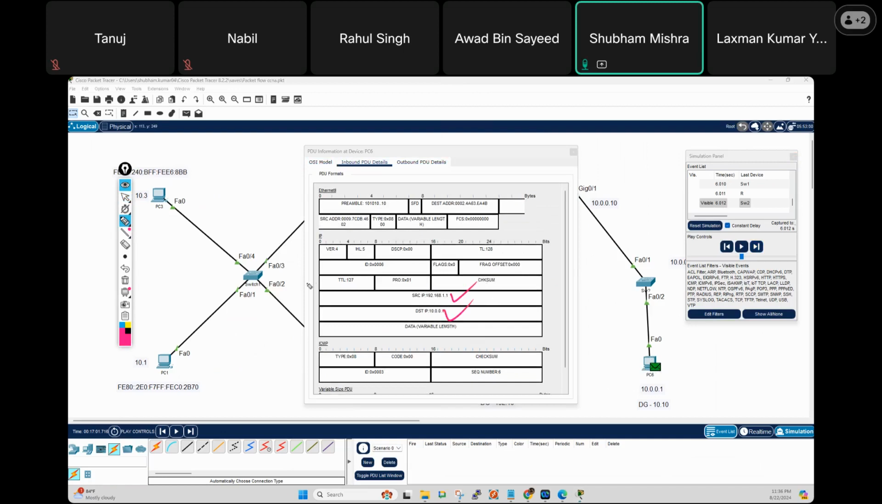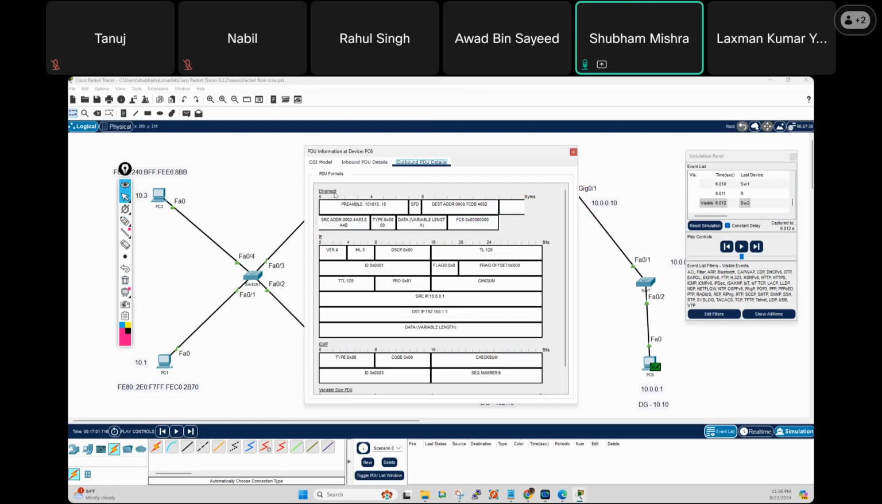Source MAC is this one. It means this is the Gig 0/1 MAC address. This one's MAC address, and destination MAC address is the 10.1 MAC address. Yes or no? And is this called an ICMP request or reply? Request. Now, PC number 6 will generate the ICMP reply.